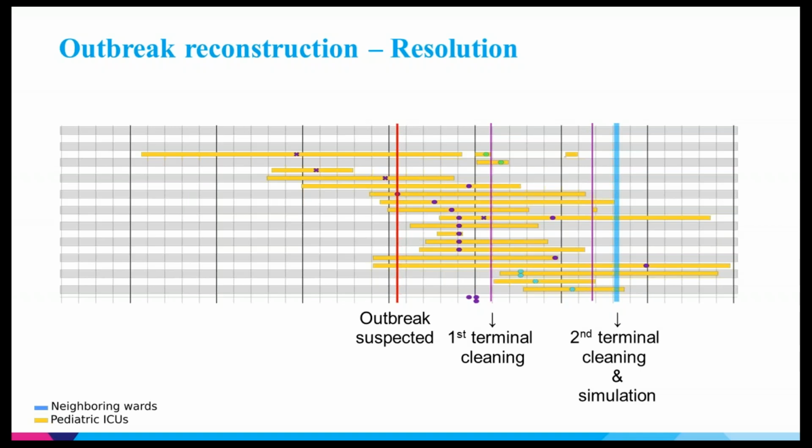You can see that there was still 1 purple isolate that was found over here, but we actually know that this patient was bacteremic or infected before. And we think that this infection actually happened prior to the second thermal cleaning.